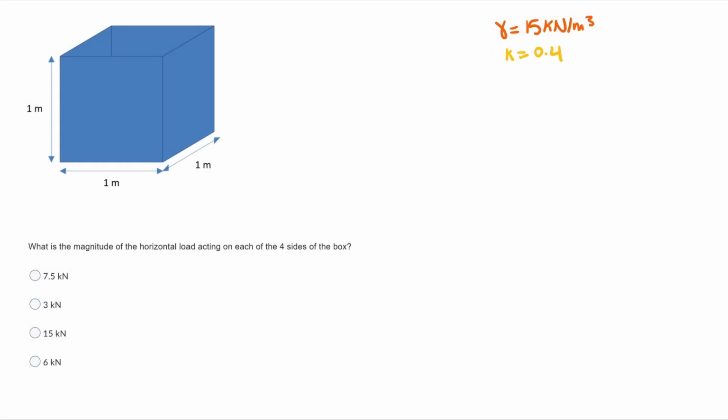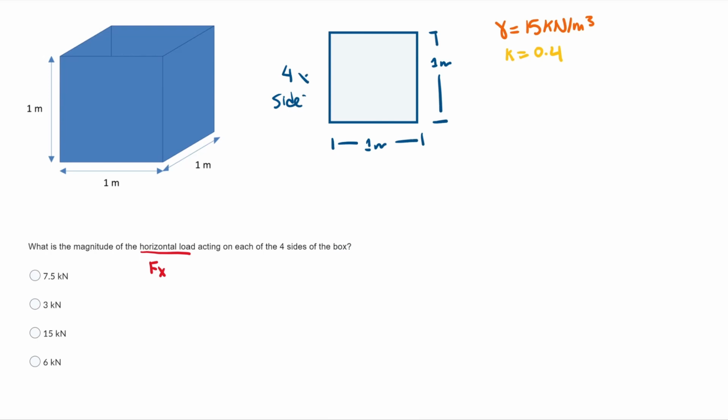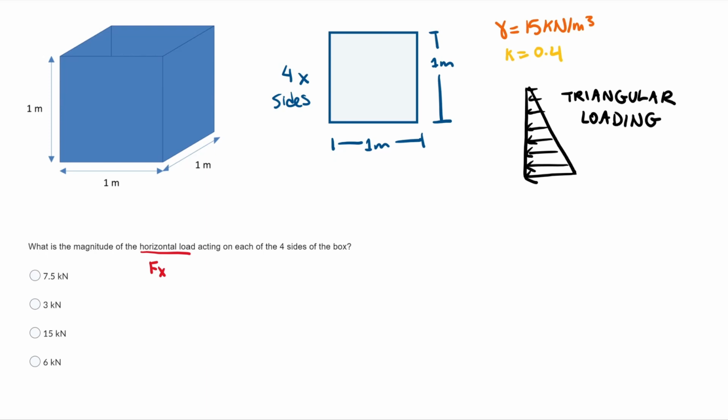Now moving on to the horizontal loading here, which we'll label Fx. Here we have the sides shown here, and there are 4 of them, and each are 1 meter by 1 meter. However, the actual loading itself is triangular. So the pressure comes in this way, and this is actually the area we'll be looking at.